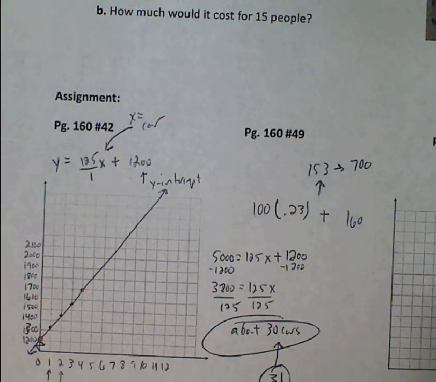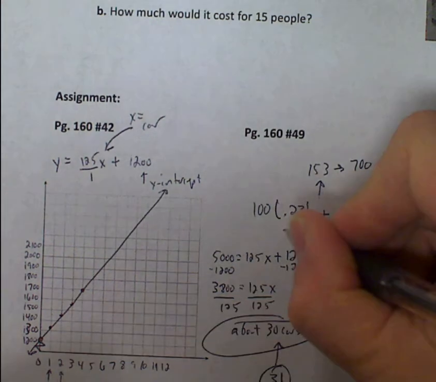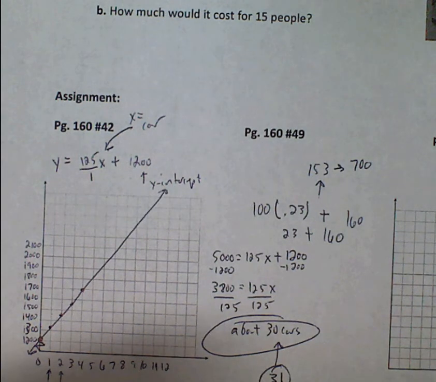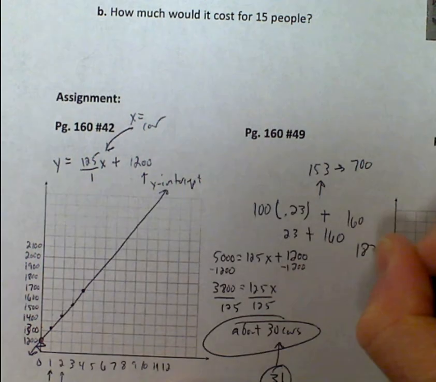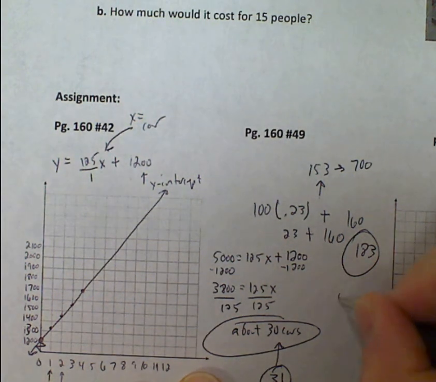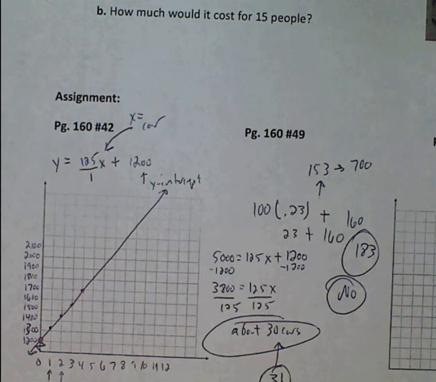If I take 100 times 0.23, I get 23. If I add that to 160, I have 183. I would have to have $183, which I don't have. So would I have enough money? No. Ms. Johnson will not have enough money.